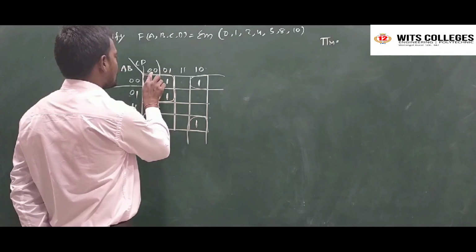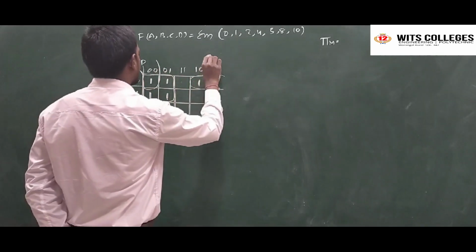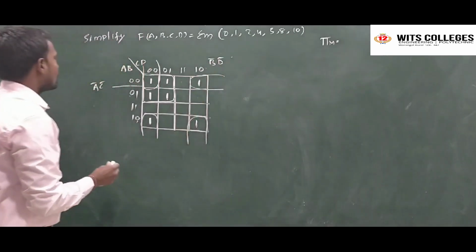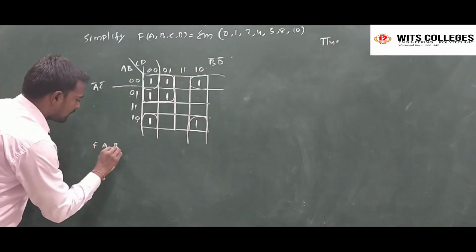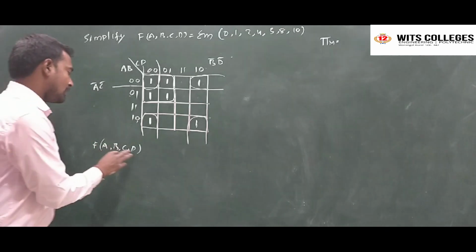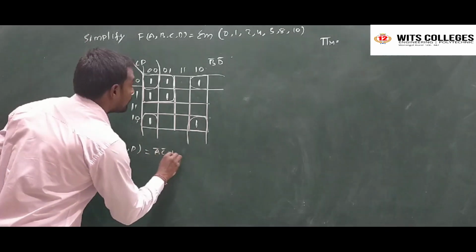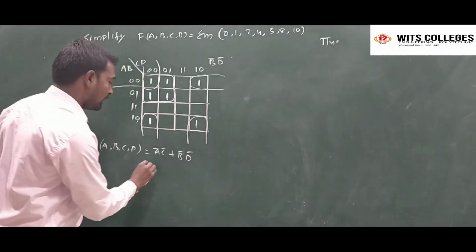Okay, and coming to 0010, here 0 is common, that can be written as b bar into d bar. So the final expression, that is f of a comma b comma c comma d, is equal to a bar into c bar plus b bar into d bar.